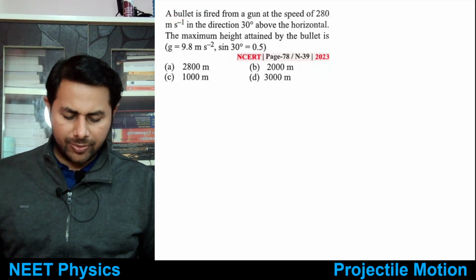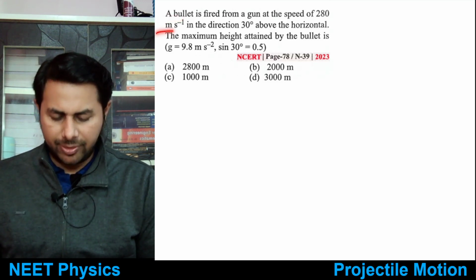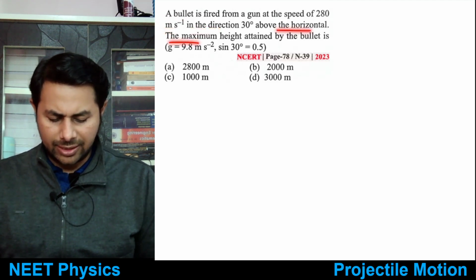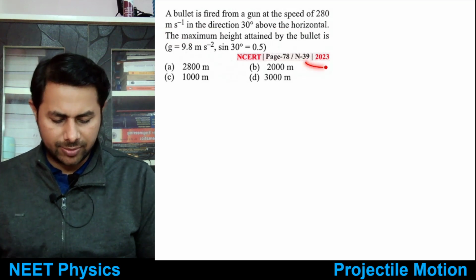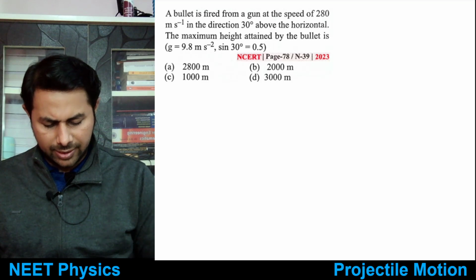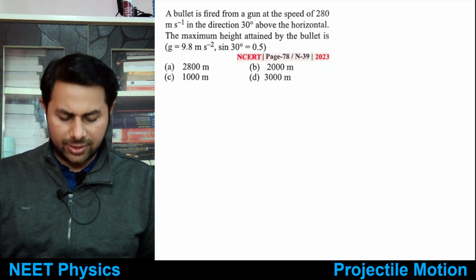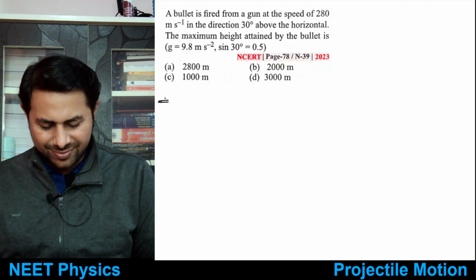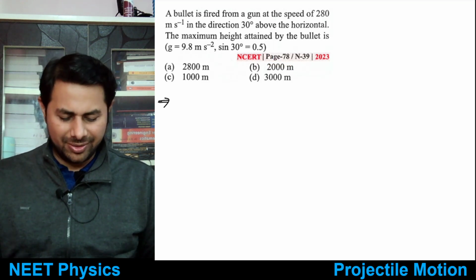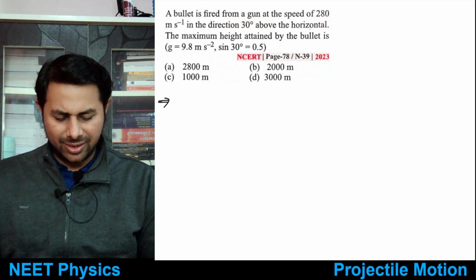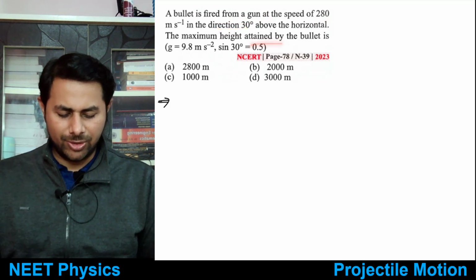A bullet is fired from a gun at a speed of 280 meters per second in direction 30° above the horizontal. The maximum height attained by the bullet is. This is from NEET 2023. And they say that it is based upon NCERT, page number 78. All right. So tell me, a bullet is fired from a gun at a speed of 280 meters per second in the direction 30° above the horizontal. The maximum height attained by the bullet is.